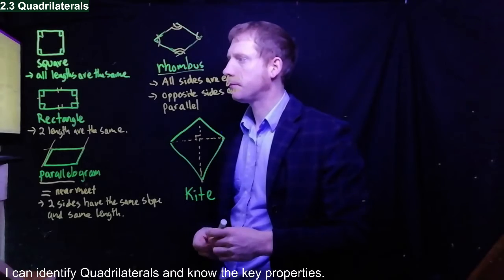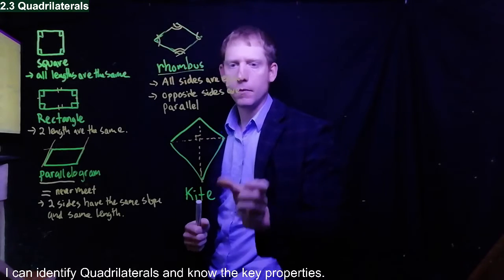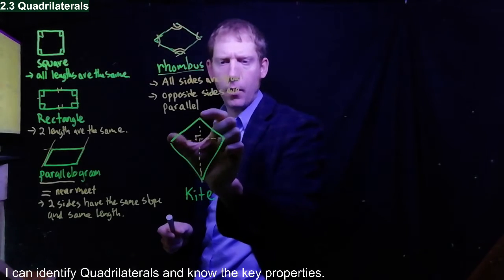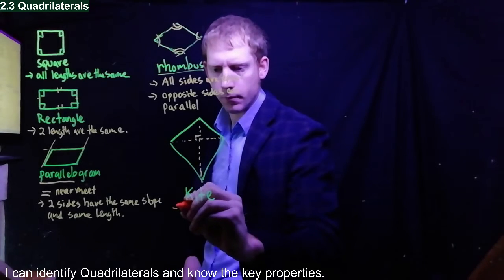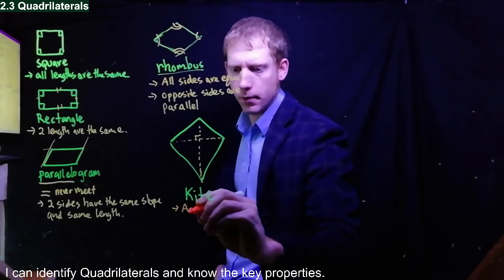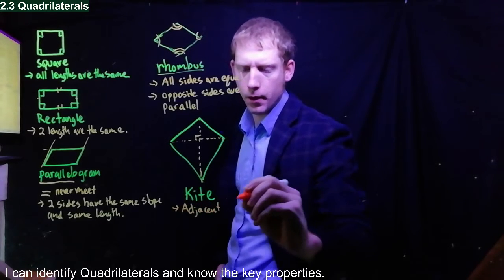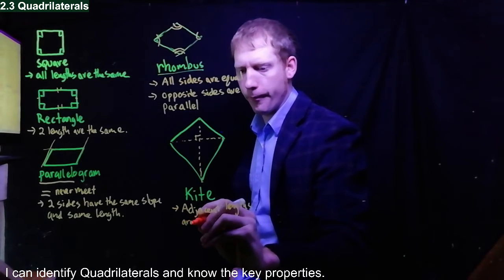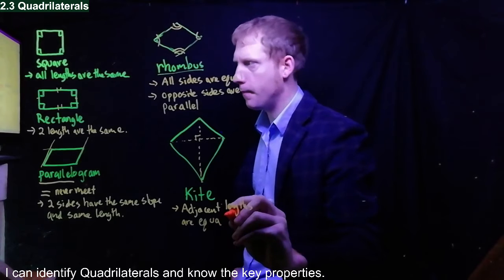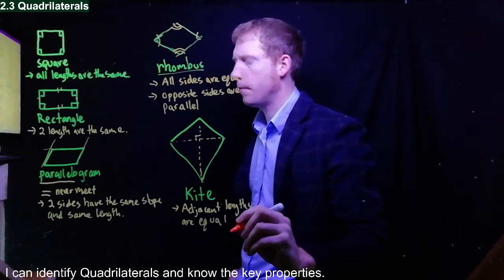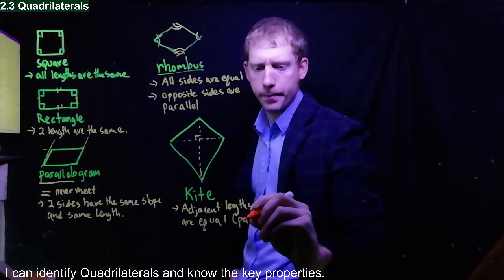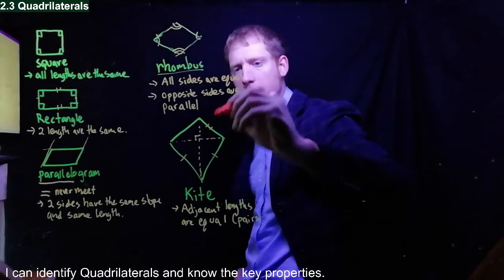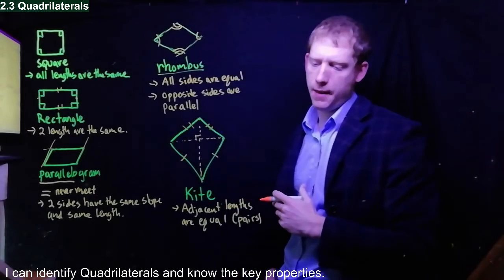But a kite, these two lengths are the same. We call that adjacent lengths are equal. They're in pairs. So this length will be the same as this length, and this length will be the same as this length. Okay? And that's called a kite.